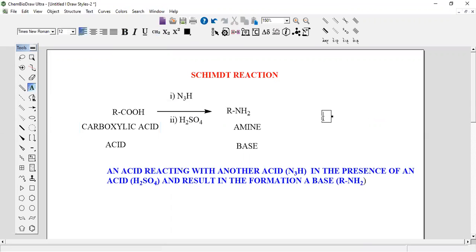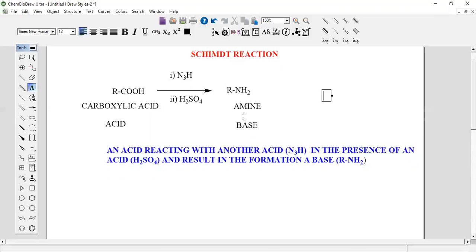Generally, acids never react with another acid, and by reaction of these two acids, it never forms an amine. But this is a specific reaction where an acid reacts with another acid in the presence of an acid to form the amine. This is what is called the Schmidt reaction.